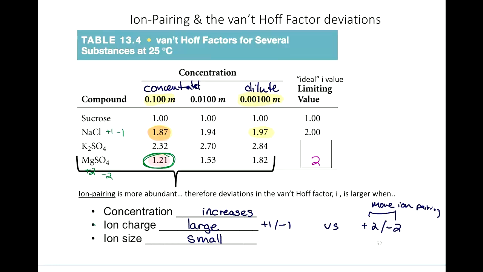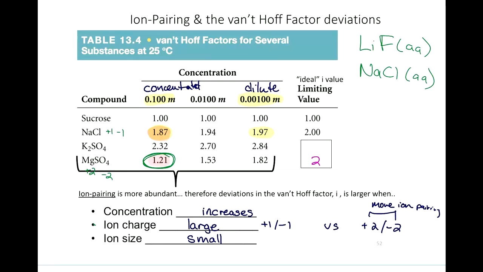And then finally, the last one is ion size. Typically, when ions are small, you have a high charge density, and so you'll see more deviations when your ions are small. So for example, if I had lithium fluoride and sodium chloride aqueous, right? Let's pretend they're both the same concentration.